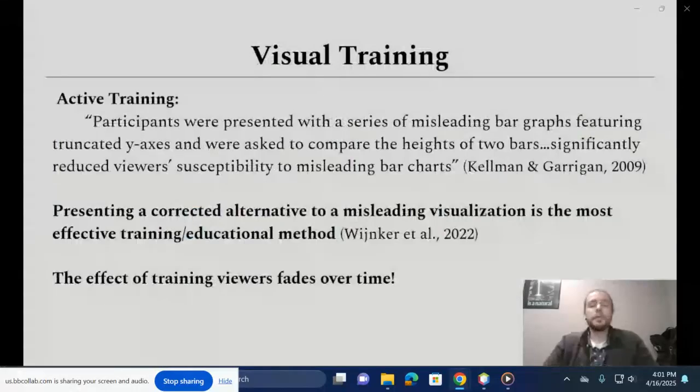Providing a corrected alternative to a misleading visualization proved to be the most effective training or educational method for viewers. But it's important to note that the brain is a muscle and you have to keep working it out. They studied viewers over a period of time and found that the incidence rate for somebody misinterpreting a graph increased after a significant period of time had elapsed after training, showing that the effect of this training fades over time. We're more likely to become lazy. This is an active thing that we have to keep up.